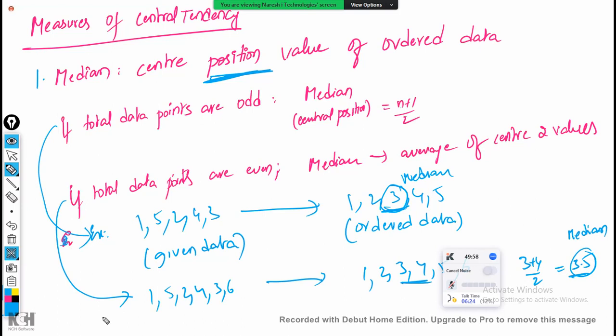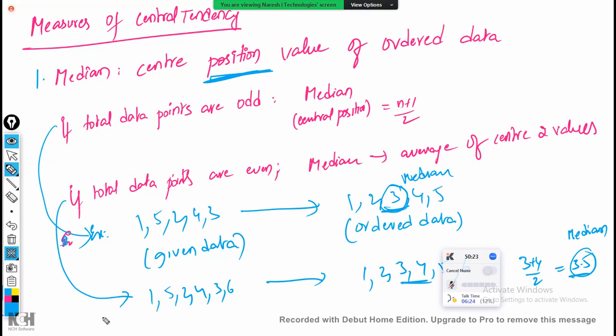Is that clear? So median means the center position value of ordered data. First, we have to convert to order. And after converting to order, whichever value is in the center position is considered the median. Whatever the value, we are not focusing on the value. We are focusing only on the center position.